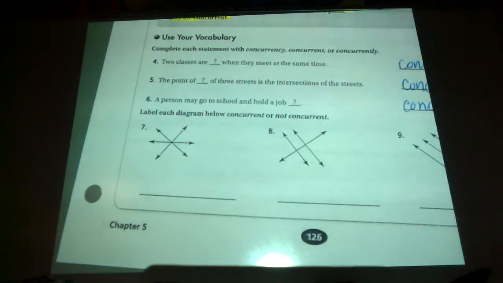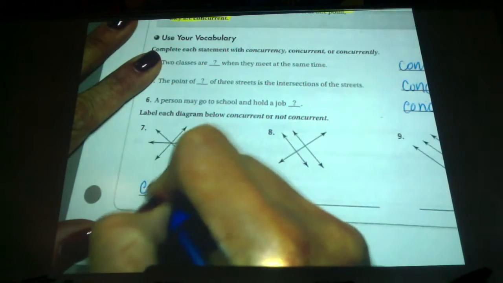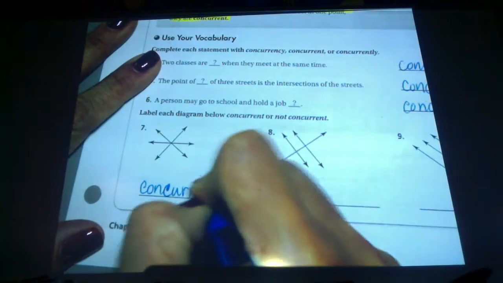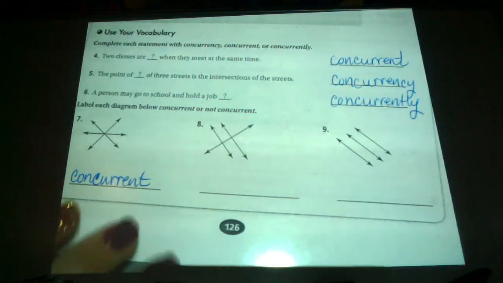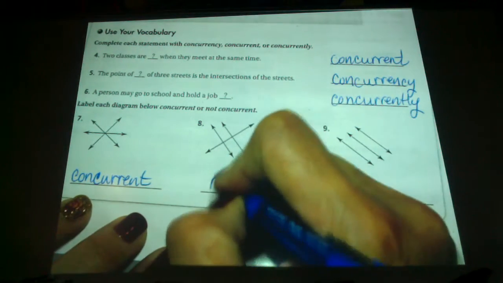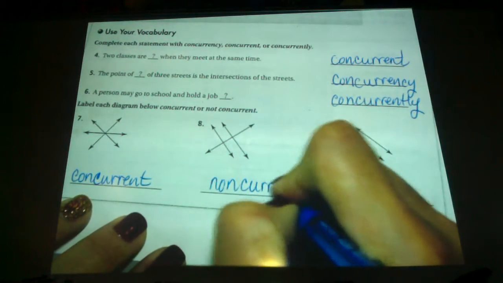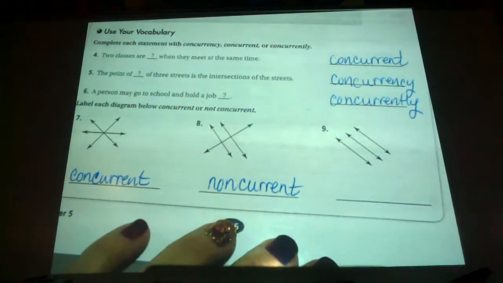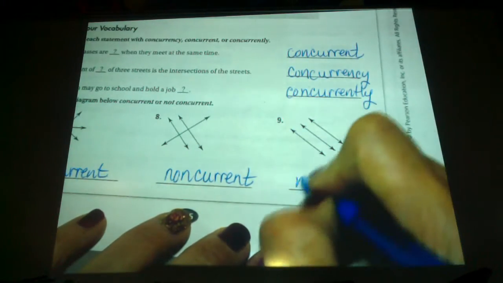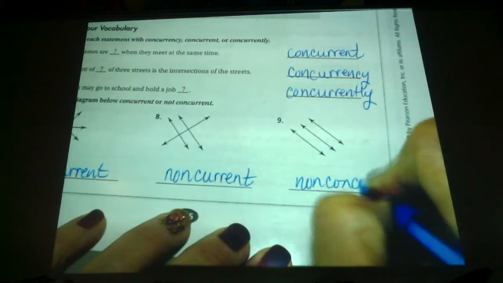Okay, so look at the diagrams below, and I want you to determine, number 7, are those lines concurrent or non-concurrent? They are concurrent. What about number 8? These are non-concurrent. They're just intersecting. What about number 9? Definitely non-concurrent.